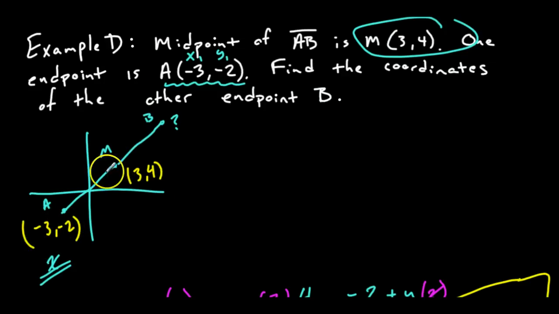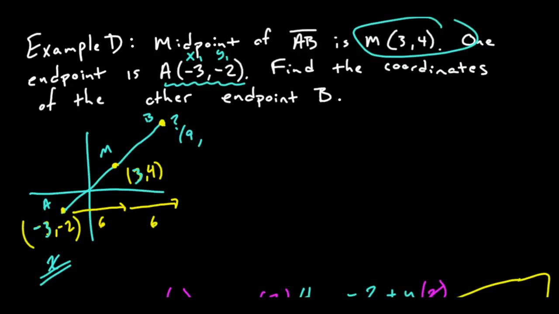We're going to treat the x values first. So to go from -3 to 3, I went over 6 spaces, which means I have to go over another 6 spaces if M is in fact the midpoint, right? So I went from -3 to 3, which is over 6. So from 3 to the next one also has to be over 6, which means 3 plus 6, the x of the B value, is going to be 9.